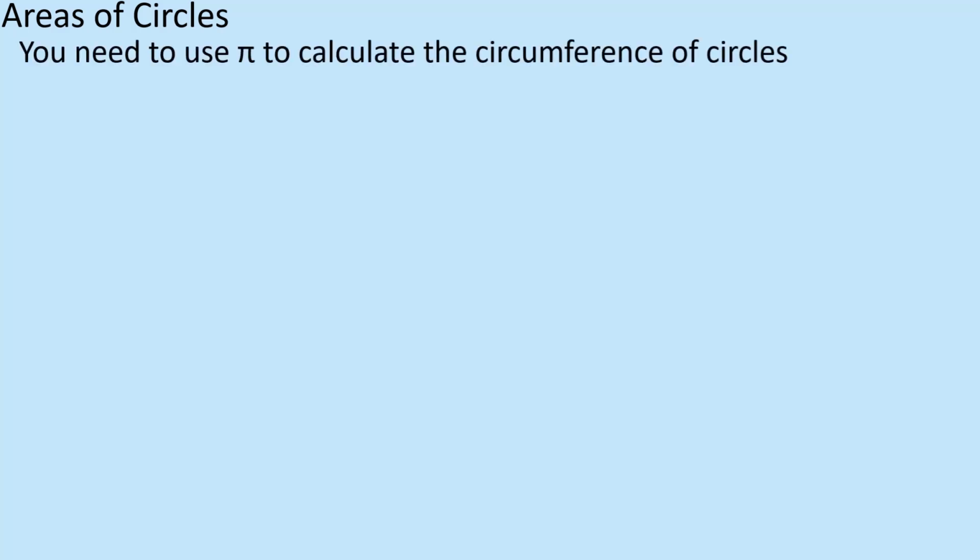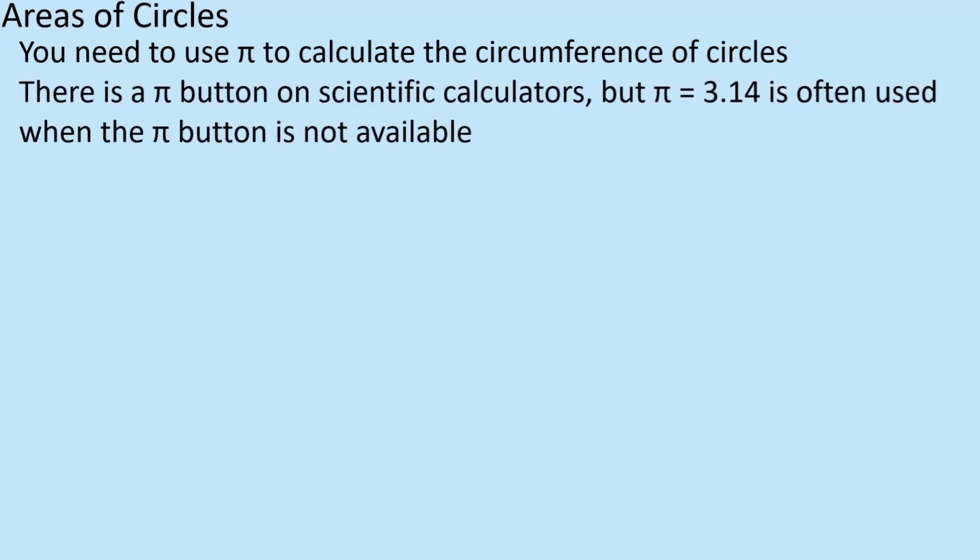Hi there, we are just looking at areas of a circle today. So a little bit like circumference of a circle, there's a bit of a formula to using this. And the key thing you need to be aware of, obviously, is the use of pi. Pi is something that you need to calculate the circumference, like it says there, but also you need it for the radius.